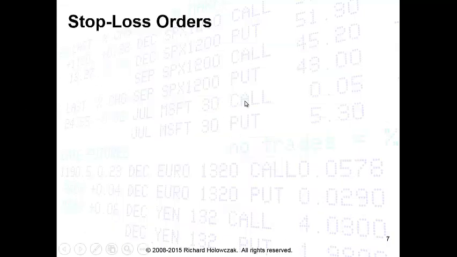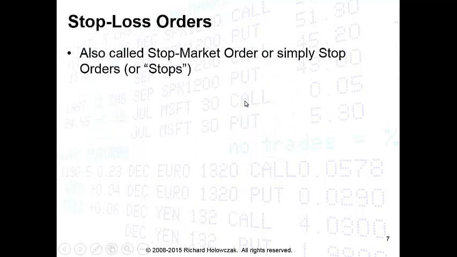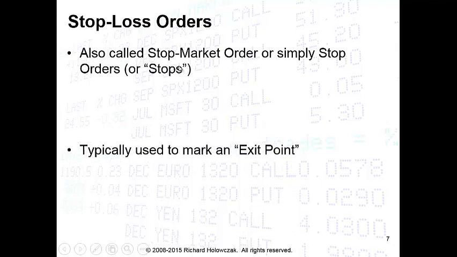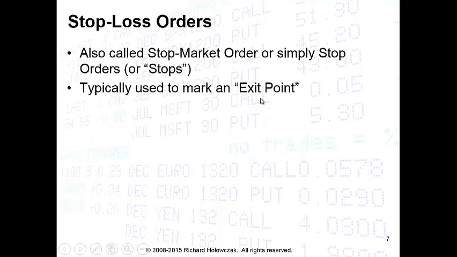Here's where the stop loss order comes in. Stop loss orders are also called stop market orders or simply stop orders, or if you listen to some traders talk, they'll simply call them stops. They all pretty much mean the same thing. We'll talk about a few variations later on in the presentation. They're typically used to mark an exit point in a strategy. We talked about an entry point, maybe where we're buying some shares to go long. The exit point would be the point at which we're going to sell those shares to close up our position.